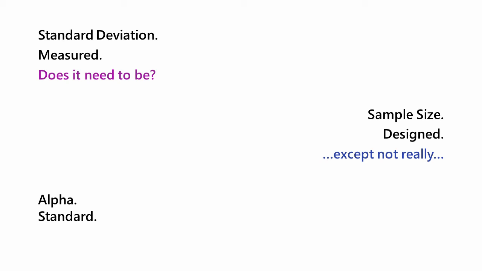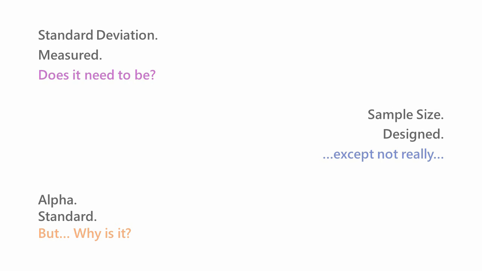Which brings me to the alpha. It's standard, right? But why? I mean, why? We picked 95 because that's great for academia. We only want to be wrong 1 in 20 times, but if you're looking at this as a decision-making tool, it really doesn't need to be. You can play with it. You're working in a gray area. You can mess around with it.